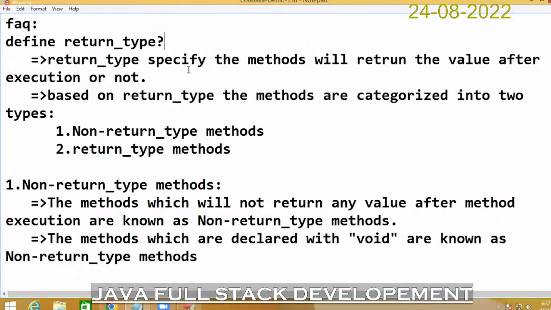If a method is declared with void, are we calling this return type or non-return type? Non-return type. If void is not there, return type. If void is there, non-return. Void is not there, return type. Void is there, non-return type. So by heart, it is easy to identify also.